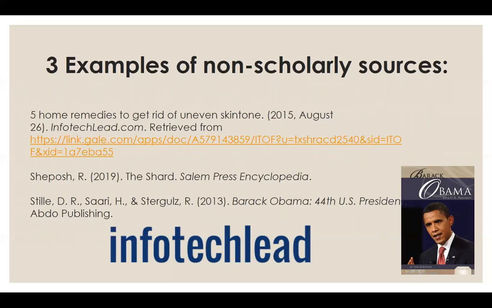The first source is from a news aggregation site. The second and third sources are books. One identifies a specific chapter of a reference book, and the other cites a book in its entirety. In APA style, the book titles are italicized.